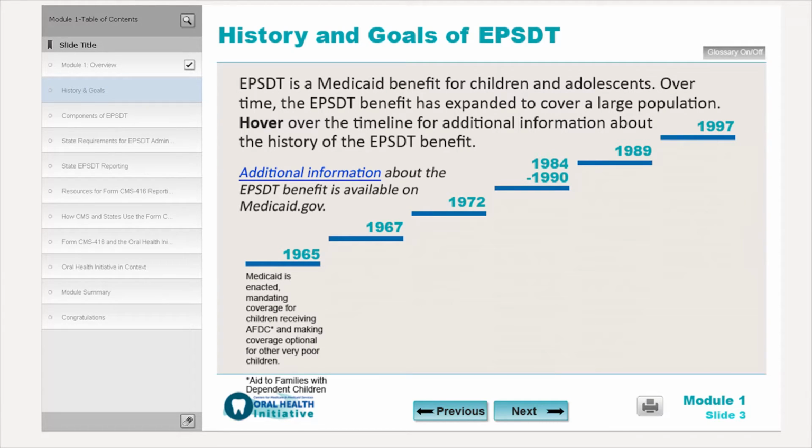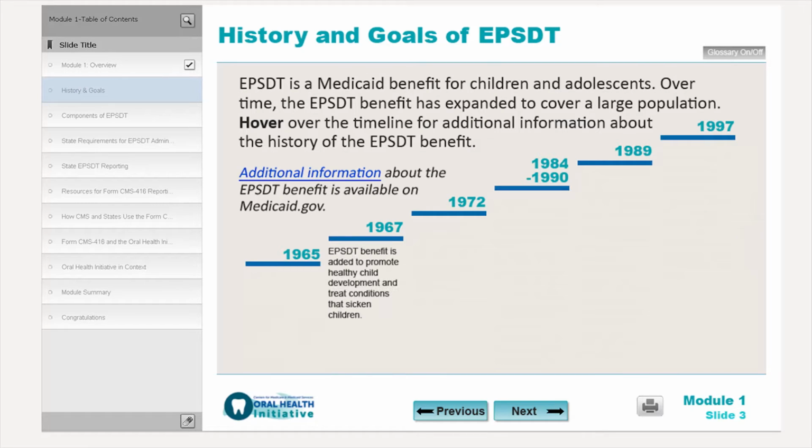In 1965, Medicaid was enacted mandating coverage for children receiving Aid to Families with Dependent Children, or AFDC, and making coverage optional for other very poor children. In 1967, the EPSDT benefit was added to promote healthy child development and treat conditions that sicken children.